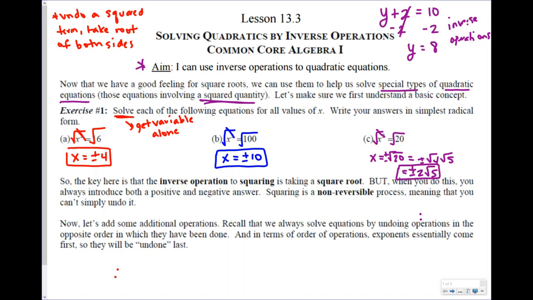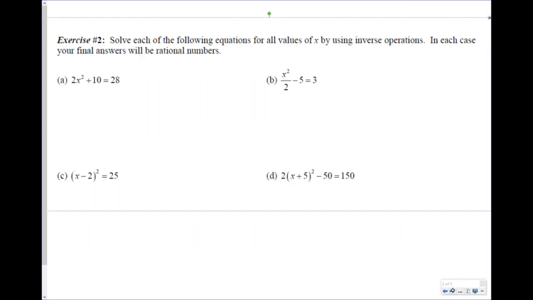So the key here is that the inverse operation to squaring is taking the square root. But when you do this, you always introduce both a positive and a negative answer. Squaring is a non-reversible process, meaning you can't simply undo it. Now, let's add some additional operations. Recall, we always solve equations by undoing operations in the opposite order in which they have been done. And in terms of order of operations, exponents essentially come first, so they will be undone last. So let's take a look at what that means in exercise 2.